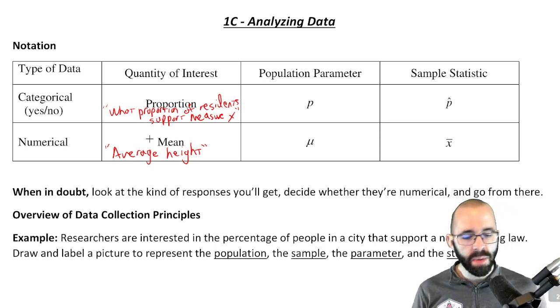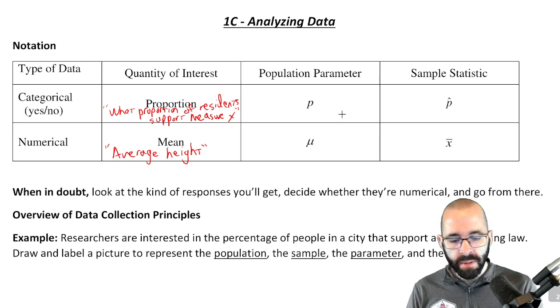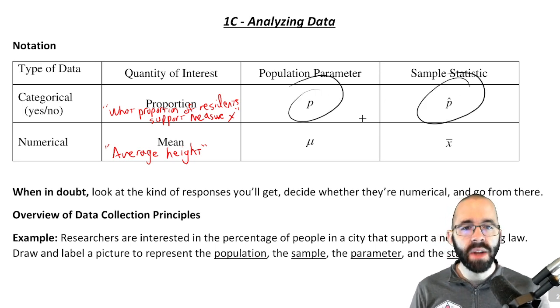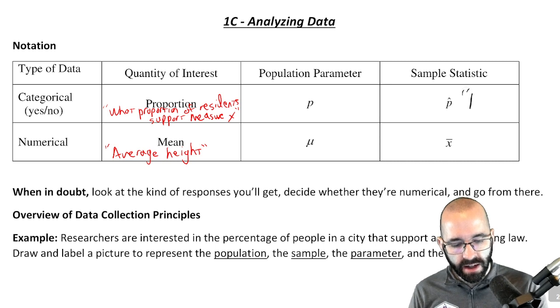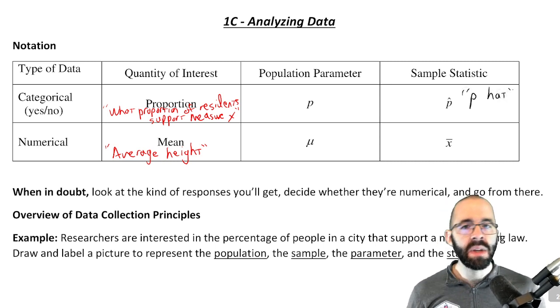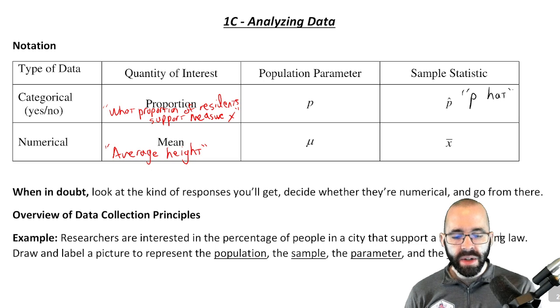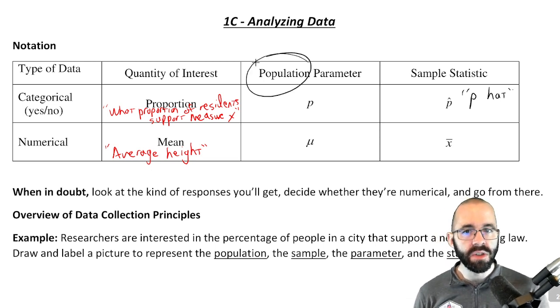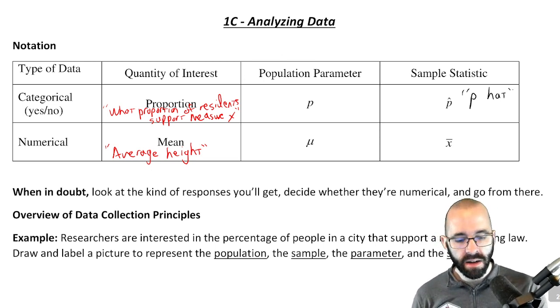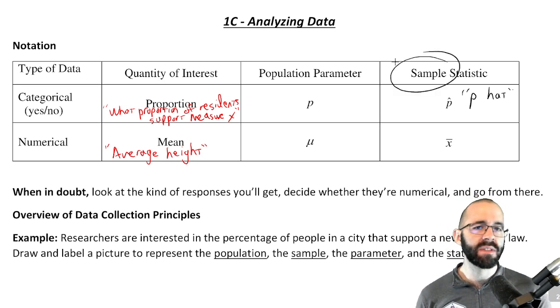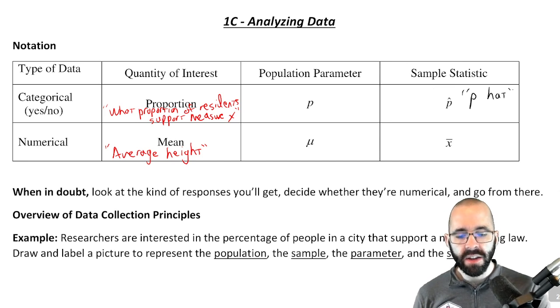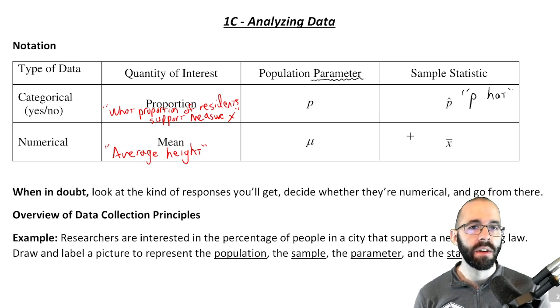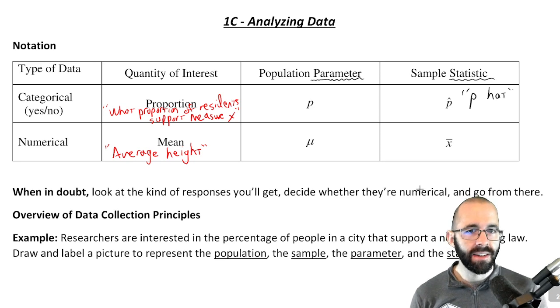And there's two ways that we can write proportions, okay? Sometimes we'll write proportions with a P. Sometimes we'll write it with a P hat. Again, this is pronounced P hat. And it just depends. Are we talking about the whole population proportion? Then it'll be a P. Or are we only talking about the proportion from a sample? That'll be P hat. And in general, if we're looking at the whole population, we call it a parameter. But if we're only looking at a sample, we call it a statistic.